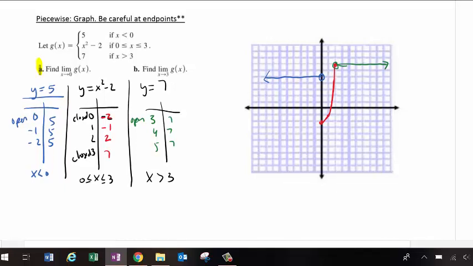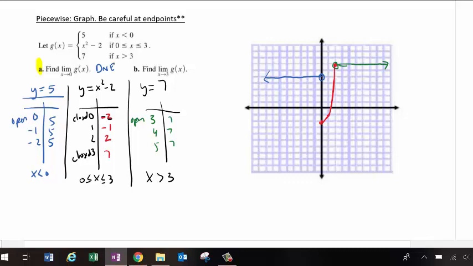So now looking at A. A says, what is my limit as x approaches 0? As x approaches 0 from the left, it is approaching 5. As x is approaching 0 from the right, it's approaching -2. So that does not exist. If I asked you to explain why, you would say the limit as x approaches 0 from the negative is 5, and as it approaches it from the right, it is -2.